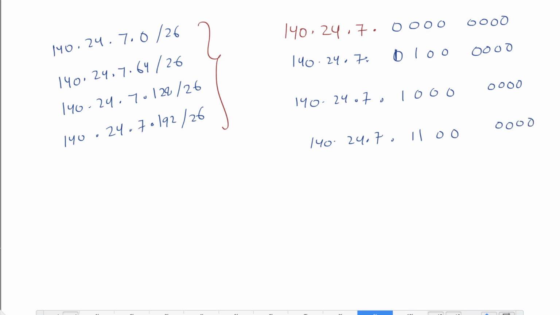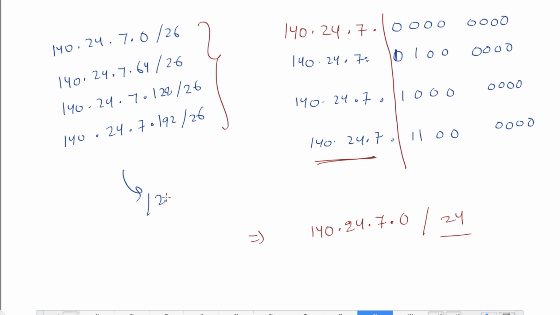And now just check what are the things that are common. Till what point things are common? Till this point things are common. So you are going to merge them into one network, which looks like this slash, this is 24 bits which are fixed, so slash 24. So these four networks got merged into this slash 24. This is how we are merging these four networks.